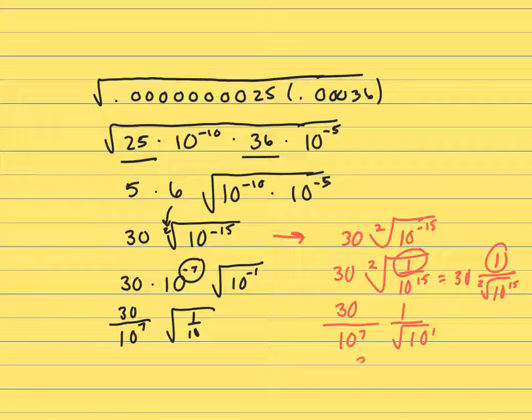So 30 over 10 to the 7th. You want the square root of 1 over, if I want to put the 1 back inside the radical. I think I like this way better. But either way, you get the same answer. I hope this helps a little bit.